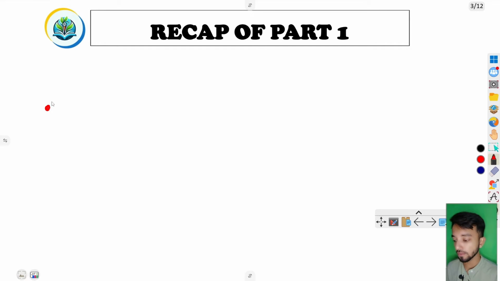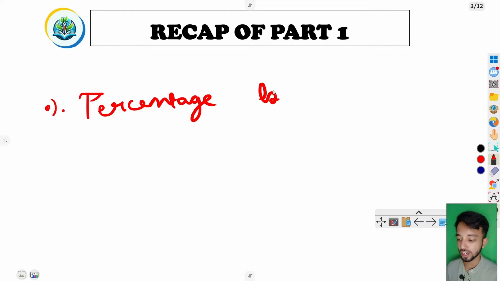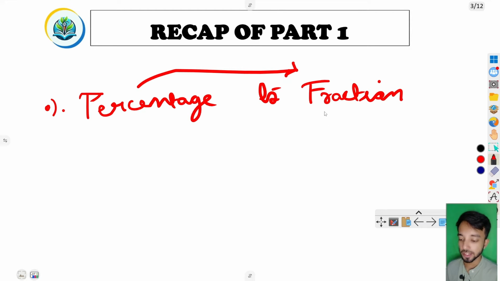In part 1 we discussed how to convert percentage to fraction, as well as the conversion of fraction to percentage. I gave you many homeworks. I told you to remember all the important percentages and their values in fraction. Today we will basically see the application of everything that we have learned in part 1.